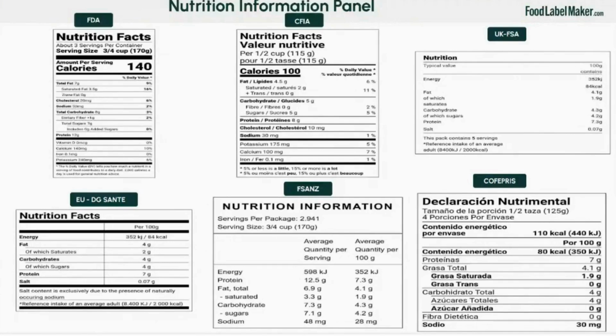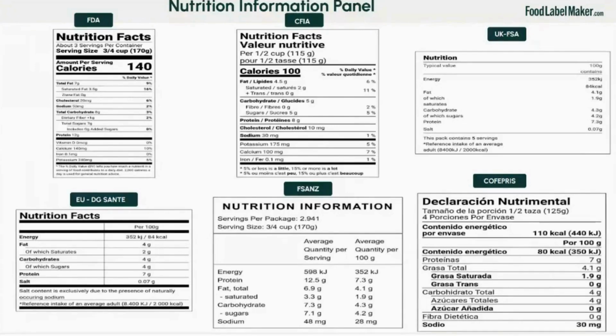The EU and UK use a shorter mandatory core, which includes energy in both units, kilojoules and kilocalories. This also includes fat, saturates, available carbohydrates, which, be careful, is not the total carbs in the product. This is just the available carbohydrates, in addition to sugars, protein, and salt. Dietary fiber is voluntary, which surprises many clients usually coming from the US market.